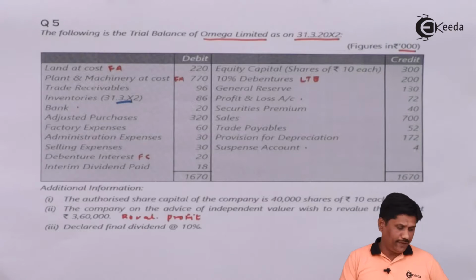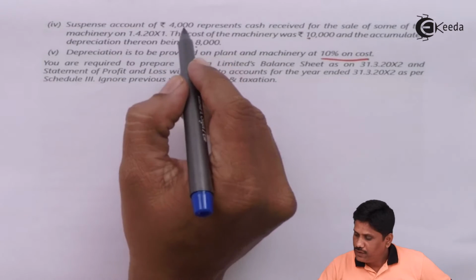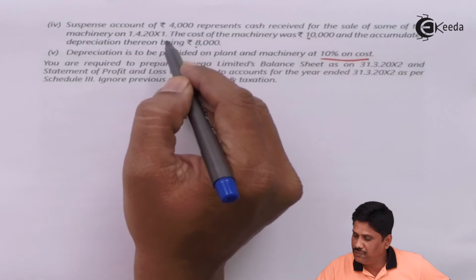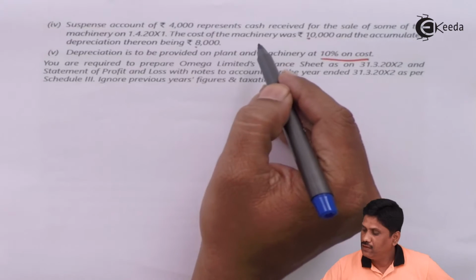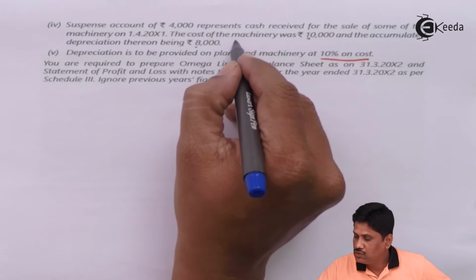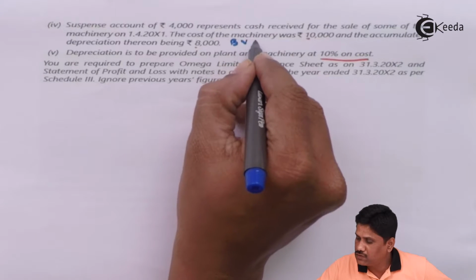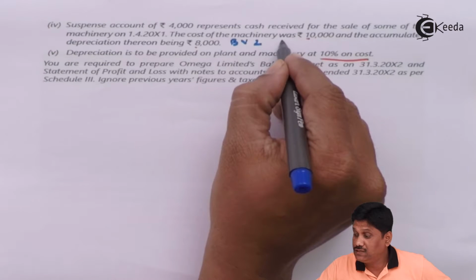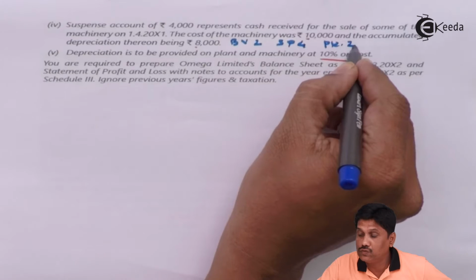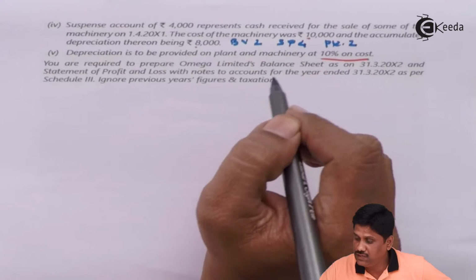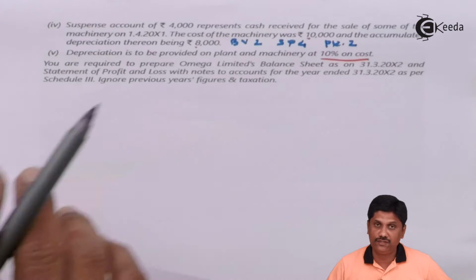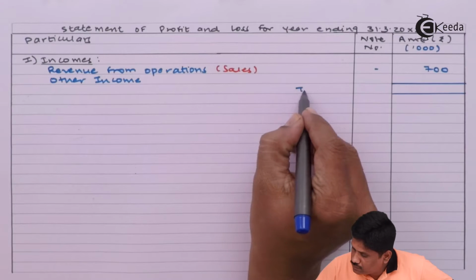But if you see the adjustments, look at adjustment number 4. Suspense account of 4000 represents cash received on sale of some of the machinery on 1/4/20X1. The cost of the machine was 10,000 and accumulated depreciation thereon was 8,000. So can I say book value is 2,000? Since there is a selling price of 4,000, there is a profit of how much amount? 2,000. So there is a profit on sale of asset, machinery, correct? That we will write once we do our working note.